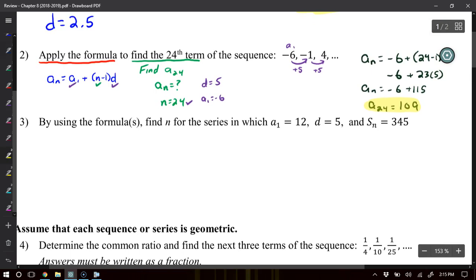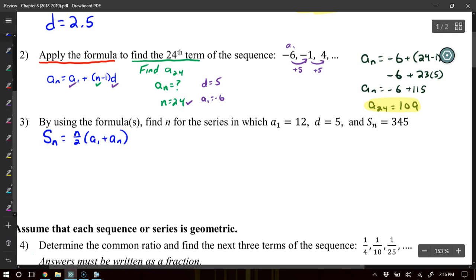Let's look at number 3. Using the formulas, it looks like, find n for the series. a1 is 12, d is 5, and the sum of the n terms is 345. So I'm going to make a list right here. I'm given information. I know one of them is my sum formula. So I'm going to write down the sum formula: S of n equals n over 2 times a1 plus a sub n.